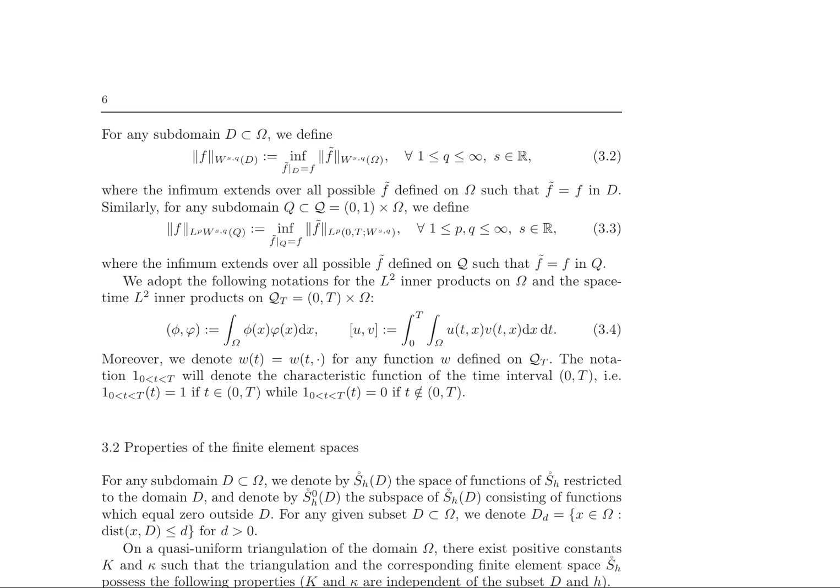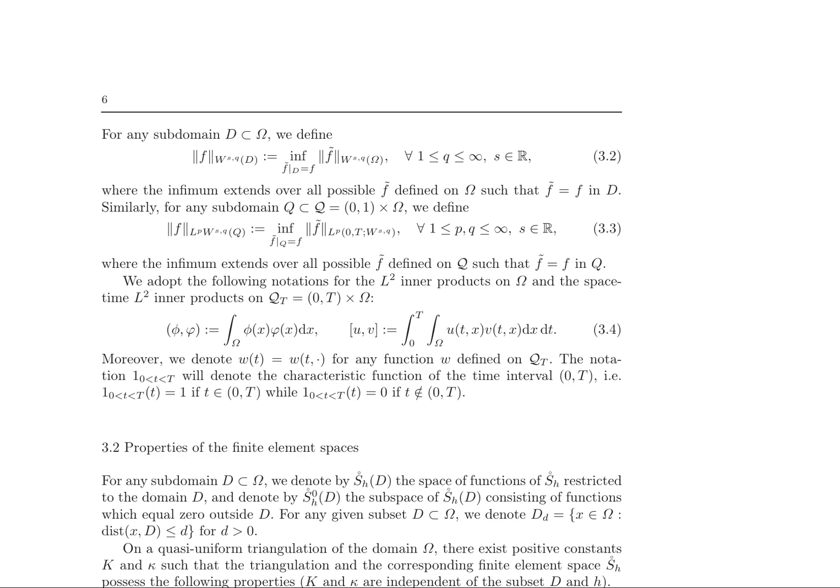A similar norm for functions on a spacetime subdomain Q within the larger spacetime domain Q = (0,1) × Ω is denoted as ‖·‖_{W^{l,p}(Q)}, where the infimum extends over all possible functions f̃ defined on Q such that f̃ = f in Q. L2 inner products on Ω and spacetime L2 inner products on Q_T = (0,T) × Ω are denoted as (φ, ϕ) and (u, v), respectively.